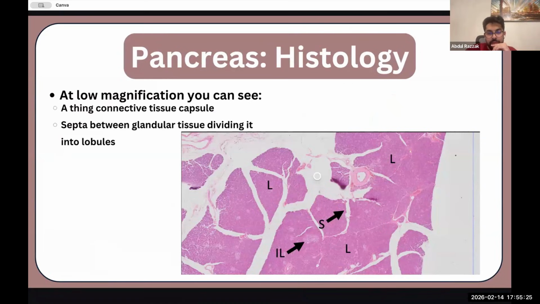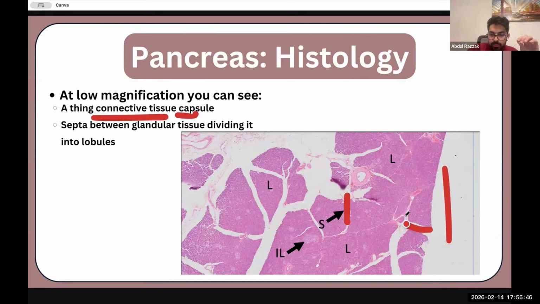For the histology of the pancreas, let's take a look at a very low magnification, like a very broad view of the pancreas. You can see those septae, okay, dividing the pancreas into lobules. And these septae, which basically are like a connective tissue capsule, they have a capsule, and this capsule is extending inside, making those septae, separating the pancreas into different lobules.